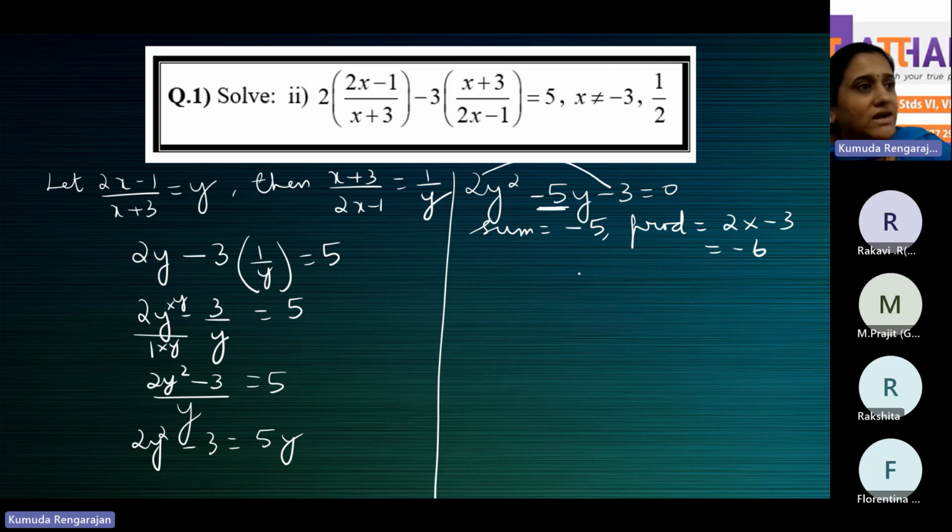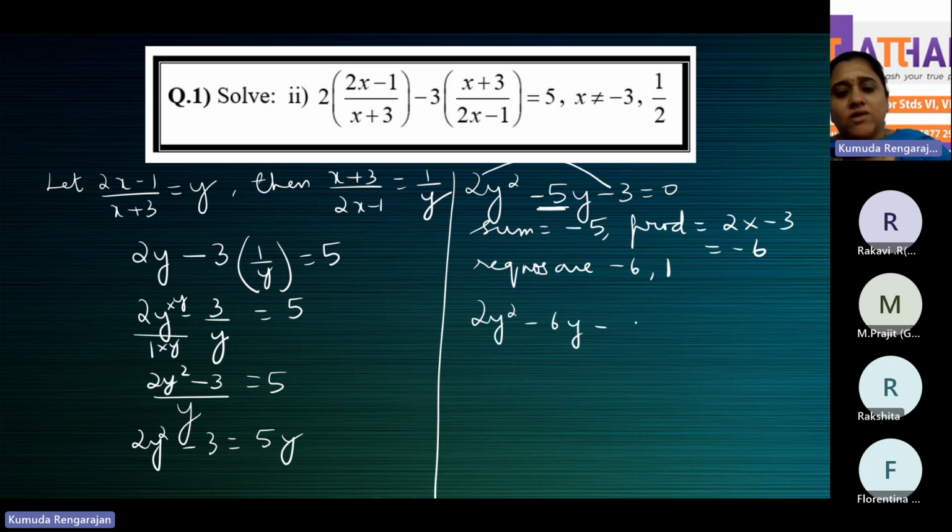So what are the two numbers that satisfy the sum and the product? Minus 6 and 1. Yeah. So the required numbers are minus 6 and 1, because when you multiply, you will get minus 6, and when you add, you get minus 5. So 2y squared minus 6y plus y minus 3 is equal to 0.